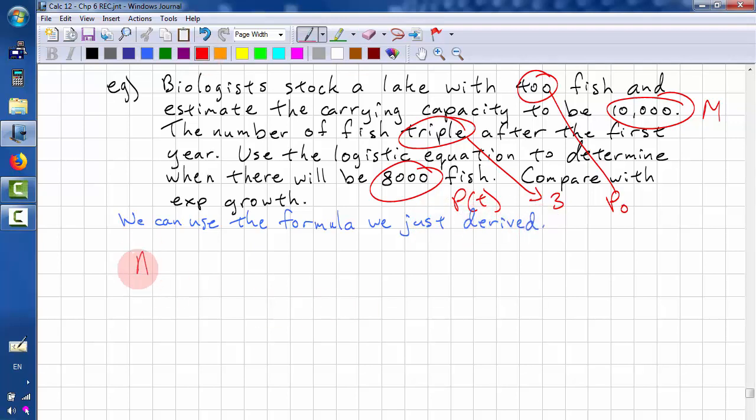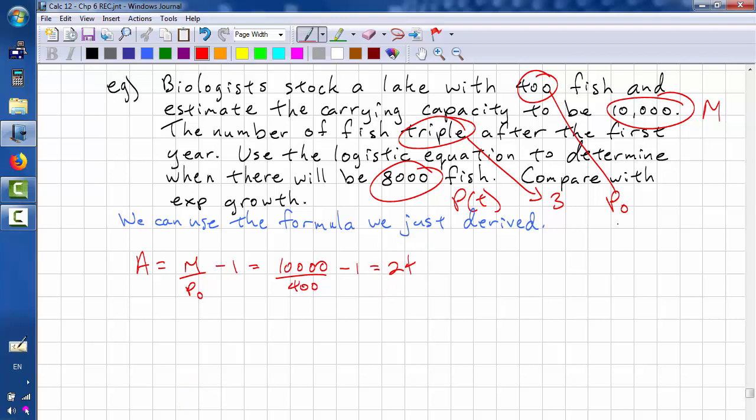So we start off with a, because we know m, we know our time to be at t equals 0, and we have p naught. It's always best to rewrite the formula until you've memorized it: m over p naught minus 1. So this is 10,000 over 400 minus 1. And that's 24.